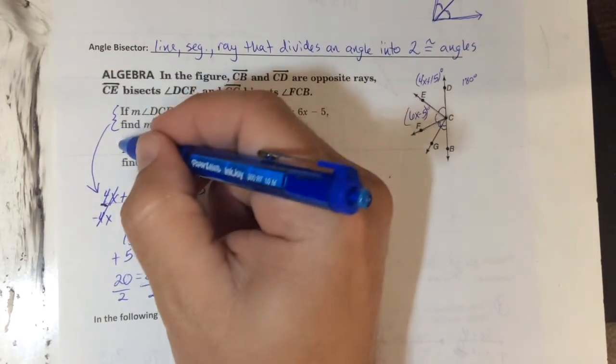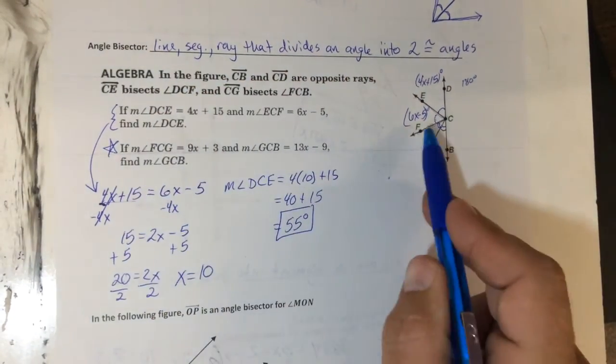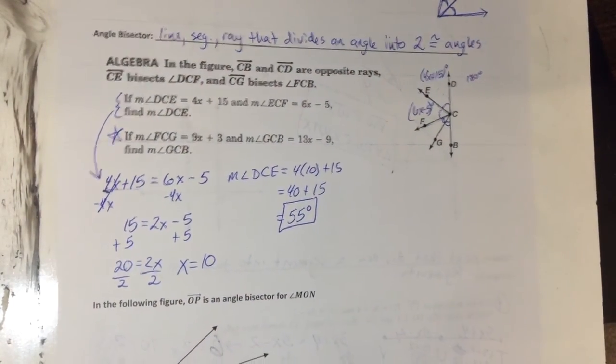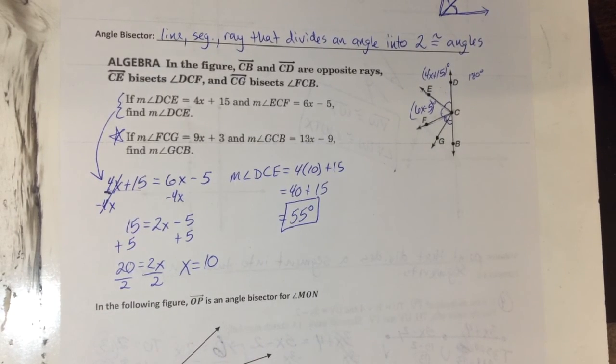Okay, so we're going to stop there. We will come back and finish this problem and finish the rest of your notes in class. But that gives you a little bit of an idea of what it looks like to have segment bisectors, which we call midpoints, or angle bisectors, and how to solve problems using congruent segments, using midpoint, angle bisector, and how to identify congruent segments and congruent angles in any diagram.